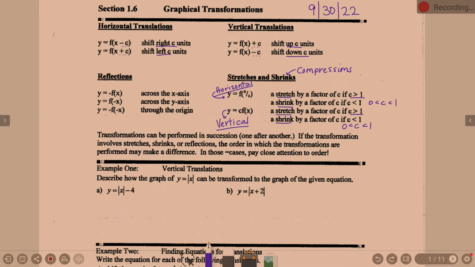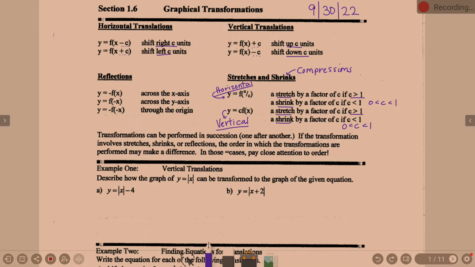Transformations can be performed in succession, one after another. If the transformation involves stretches, shrinks, or reflection, the order in which the transformations are performed may make a difference. So you do have to watch out for order sometimes. Because if you move something up and then you try and stretch it, you're working with different values. And so we tend to do our stretches, shrinks, reflections before we do the translations. Okay.